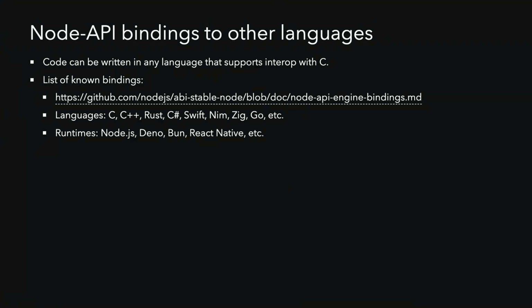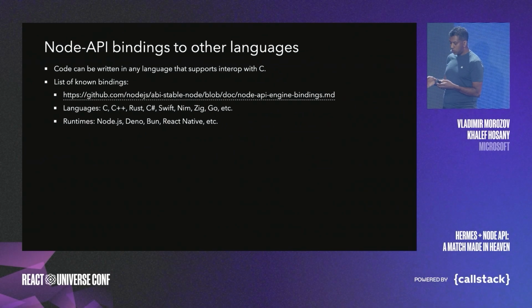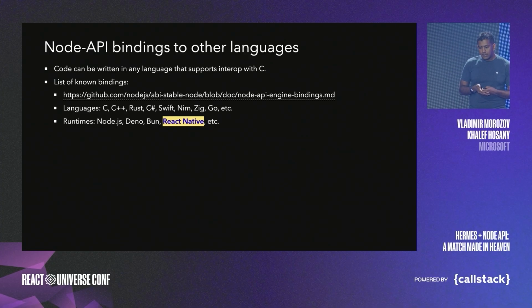So thanks, Vladimir. This is a short walkthrough of a module that you can write in C, but actually Node API modules can be written in any language that can interop with C. That includes C++, Rust, Go, lots of popular languages. There are multiple runtimes that are also supported. The whole list is maintained by the Node.js project, and very recently, React Native was added as one of those runtimes that actually supports Node API.